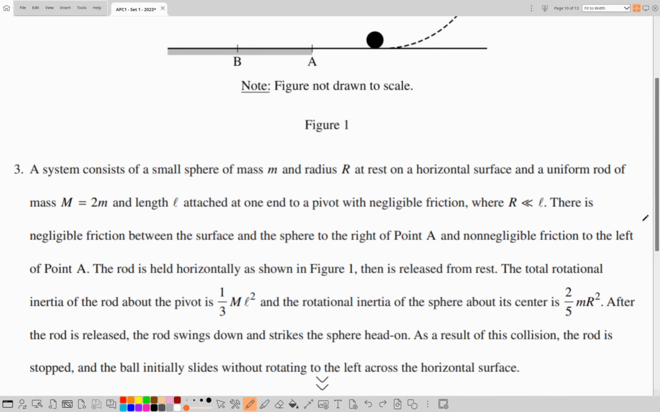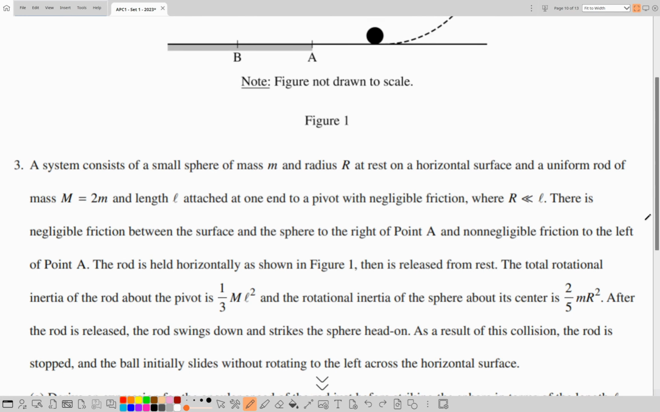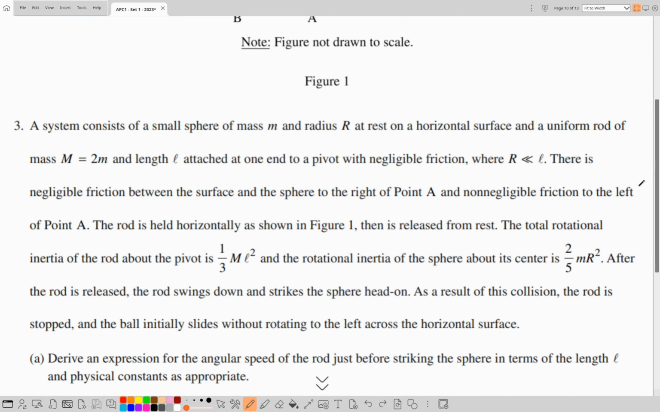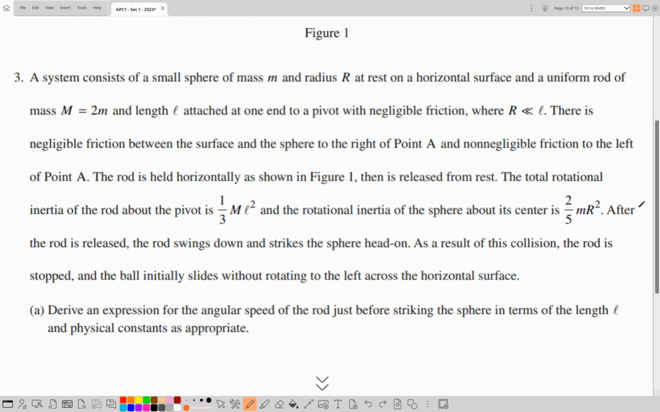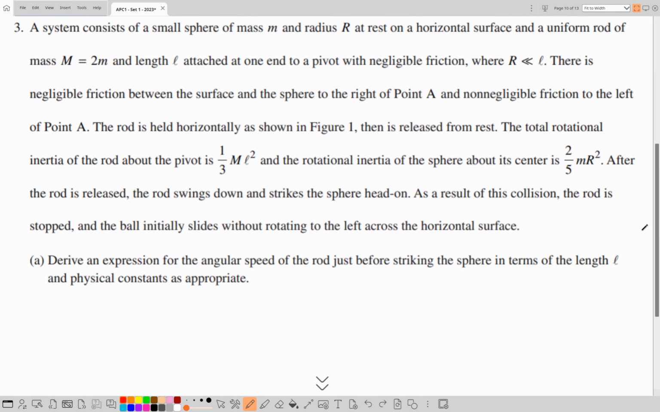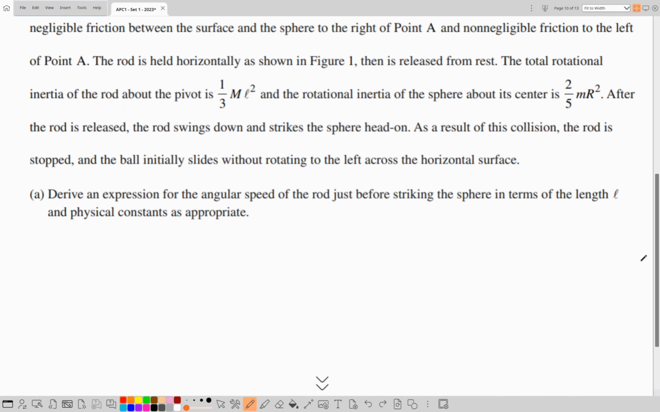The rod is held horizontally as shown in figure 1, then is released from rest, which means the initial speed here is 0, which means the kinetic energy is 0. The rotational inertia of the rod about the pivot is given by 1/3 ML², and the rotational inertia of the sphere about its center is given by 2/5 mR².